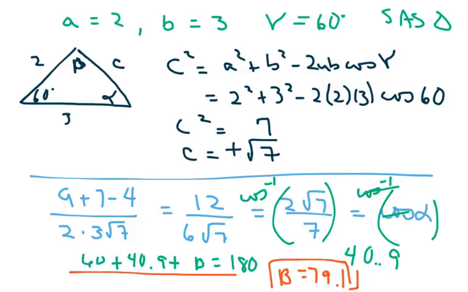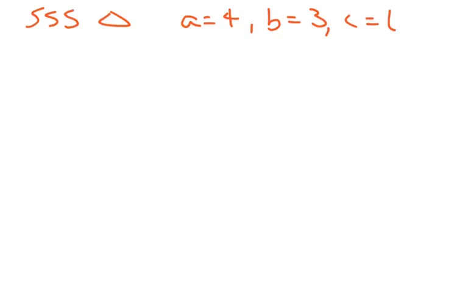Okay, now let's do a side-side-side triangle, where a is 4, b is 3, and c is 6. I'm going to draw it like this. This is b, so this would be beta. This is 4, so this would be alpha. The side across from gamma is 6.